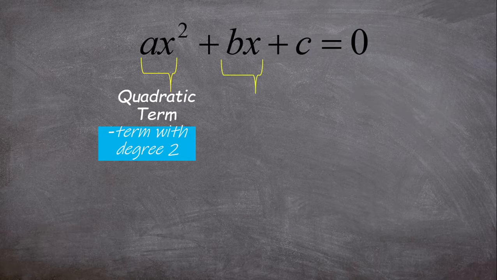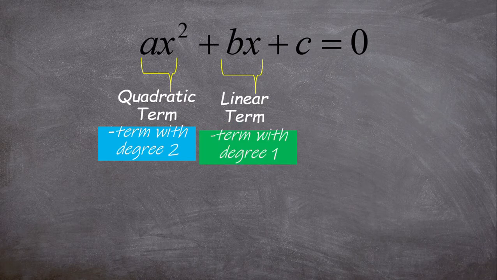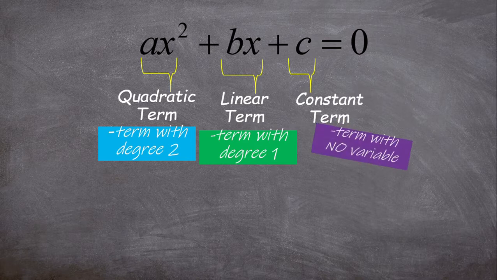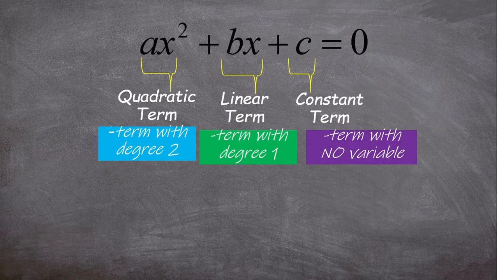Well, the bx is what we call the linear term. We can remember this term by remembering the exponent of x, which is 1, or we call it the term with degree 1, since x here has an invisible exponent of 1. Again, this term is called the linear term. Well, c is what we call the constant term. Now, this term can easily be remembered as the term with no variable.